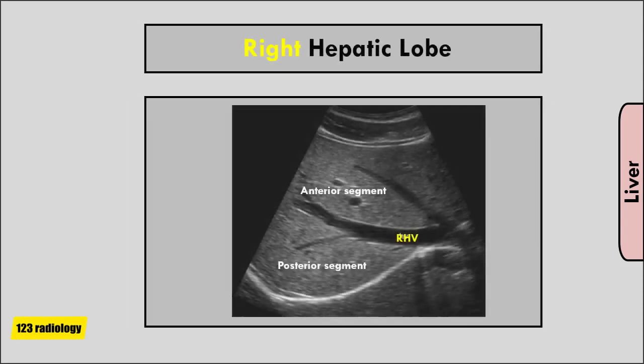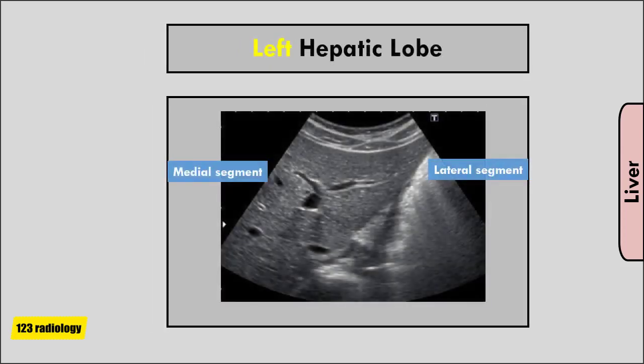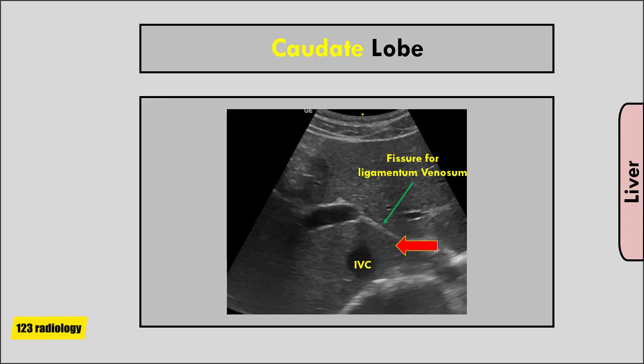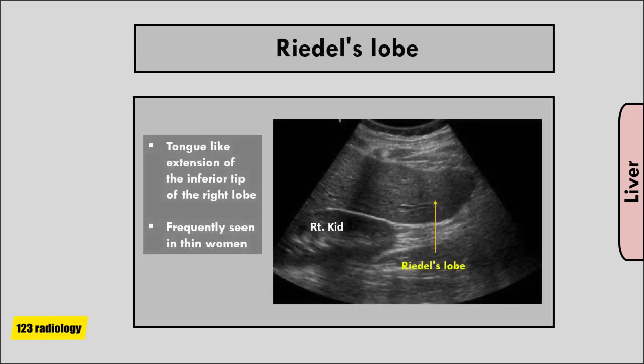The right lobe of the liver can be further divided into anterior and posterior segments. The left intersegmental fissure divides the left lobe into medial and lateral segments. The caudate lobe is situated on the posterior aspect of the liver, with the inferior vena cava as its posterior border, and the fissure for the ligamentum venosum as its anterior border. Riedel's lobe is a tongue-like extension of the inferior tip of the right lobe of the liver, and this is frequently seen in thin women.